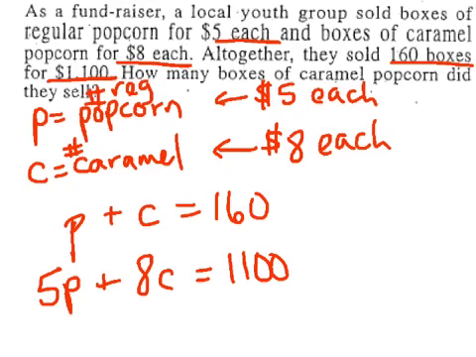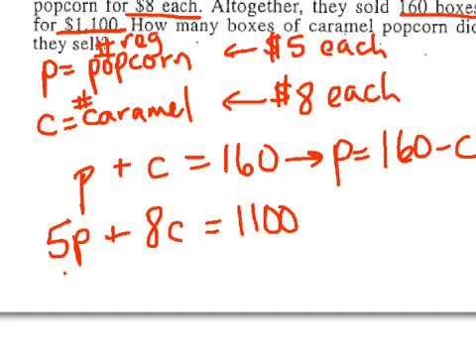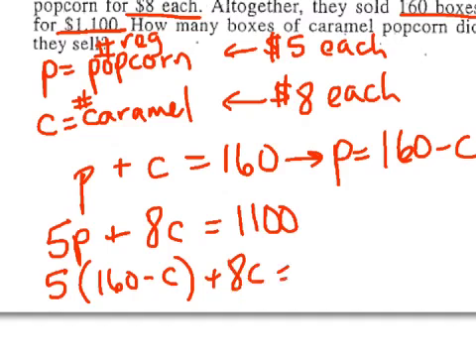Now, if we want to go ahead and use either elimination or substitution, probably substitution's easier. So we've got P equals 160 minus C. Okay, so then we can go ahead and do 5 times 160 minus C plus 8C equals 1,100. And since we're solving for how many boxes of caramel popcorn, this is a good way to go because we'll end up with C.